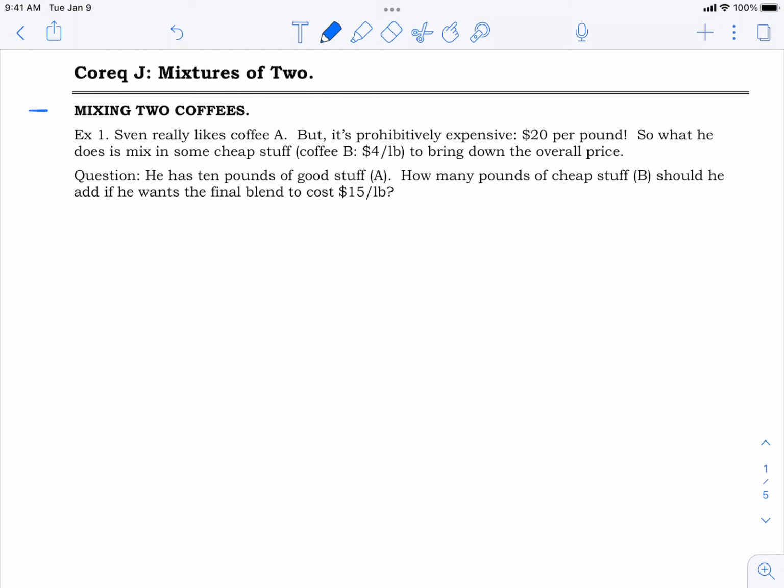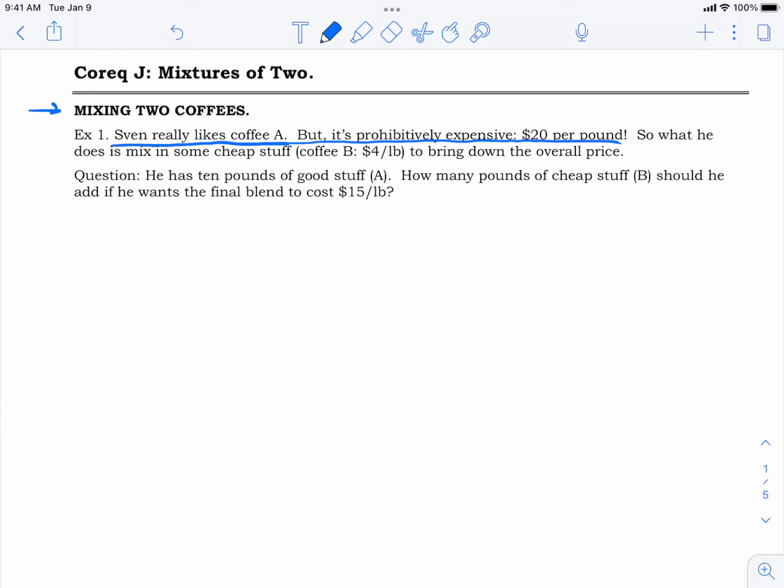Speaking of taste, our first application is mixing some coffees together. Now this is actually a real world thing because I know a guy that does this kind of stuff. So Sven, that's not his name, but whatever. Sven, he really likes coffee A. Really likes it, it's good. Now the problem with good stuff in this world is it's expensive. The coffee A is $20 a pound.